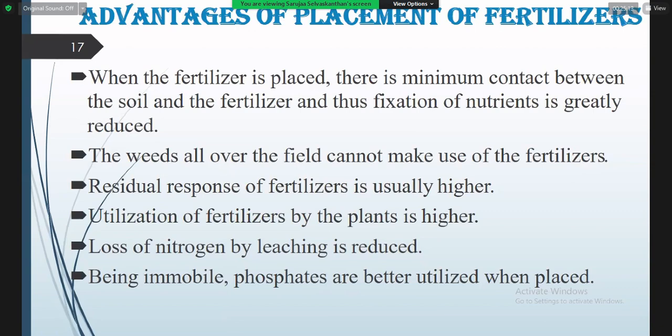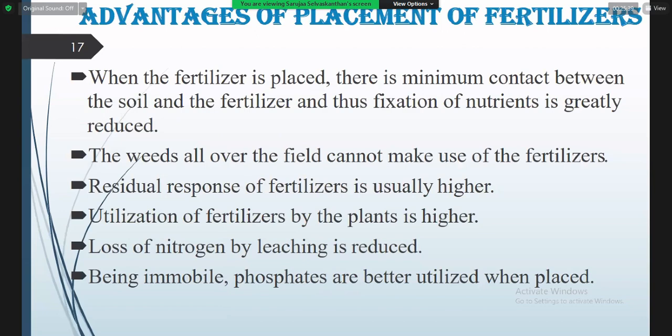So fixation of nitrogen is greatly reduced. Okay, you are applying the fertilizer in placement, not spreading. No, we are applying it all together in one place. That's why the contact with soil is reduced. Okay, that's why fixation of nitrogen is greatly reduced. The weeds all over the field cannot make use of the fertilizer.